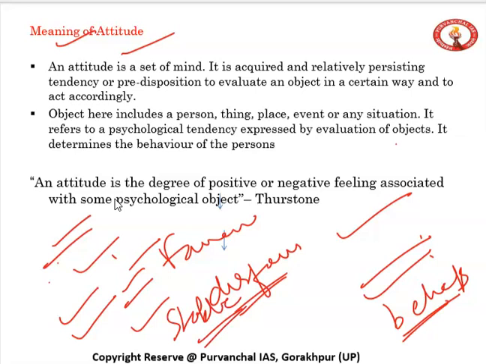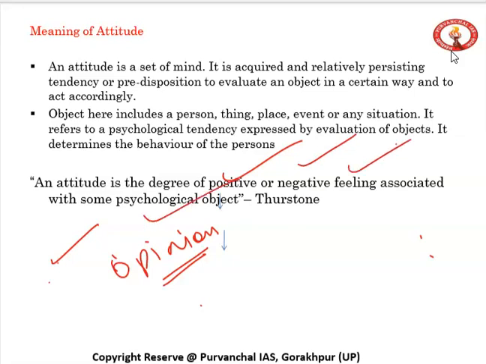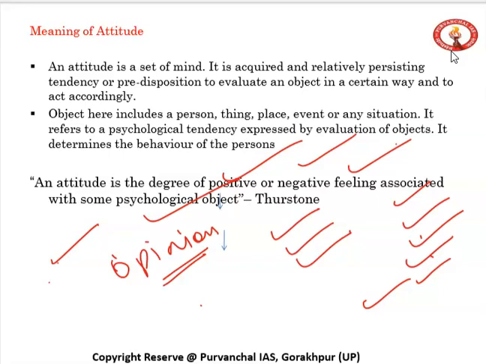We can say that it is a set of mind. It is an acquired and relatively persisting tendency or predisposition to evaluate an object in a certain way and to act accordingly. In more simple terms, the dictionary meaning of attitude is a settled behavior as indicating opinion. This is the simplest form. According to Thurstone, attitude is the degree of positive or negative feeling associated with some psychological object. I mean to say, he said that the sum total of a man's inclination and feeling, prejudice or bias, preconceived notions, ideas, fears, threats, and convictions about any specific or particular topic is known as attitude.